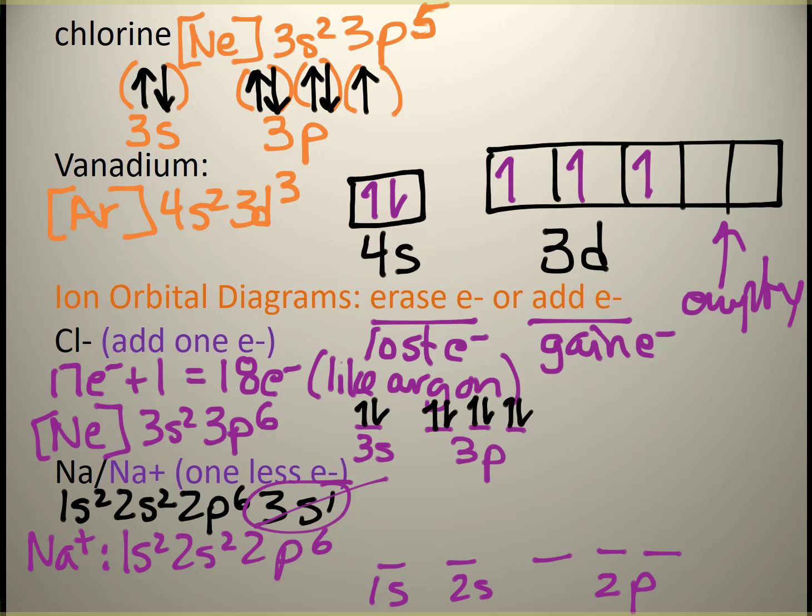And I'm going to fill these in. A lot of times with ions, you will see that they're completely filled. And that's because they have 8 valence electrons, so they're all filled in. But that's how you do the ions, and this is how you do orbital diagrams.